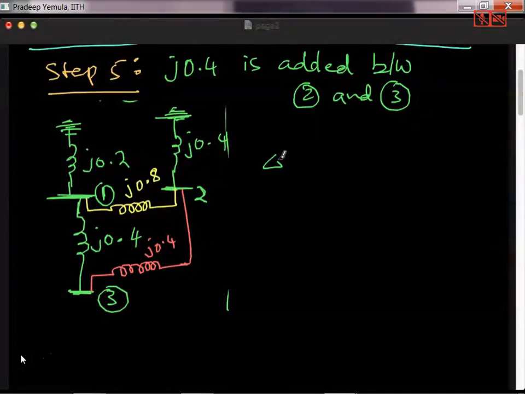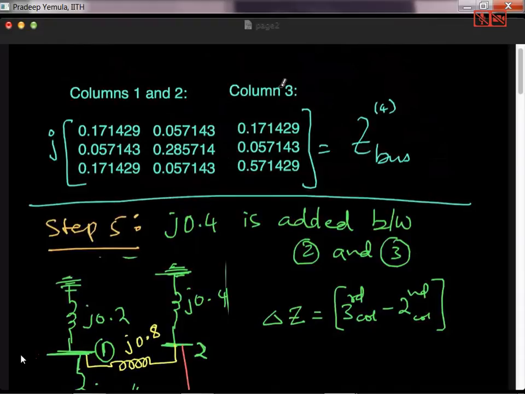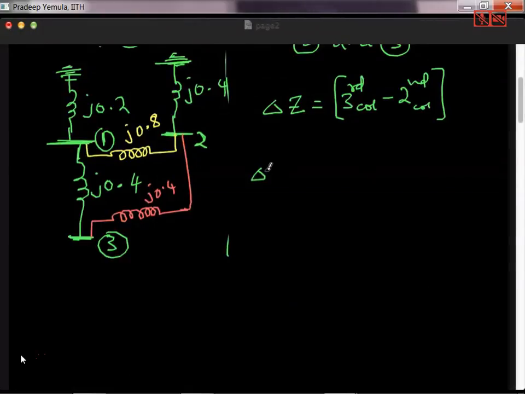So what is delta Z now? This is nothing but second column, or I can take any order, third column minus second column. So this is what I have to do. I already have the Z bus here, so the column 3 minus column 2 I have to take. Since I have the code, I'll do it in that. And what is ZLL? ZLL is nothing but Z22 plus Z33 plus ZB minus 2 into Z23.